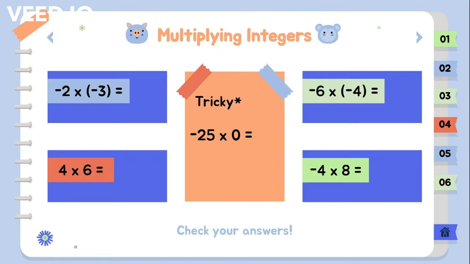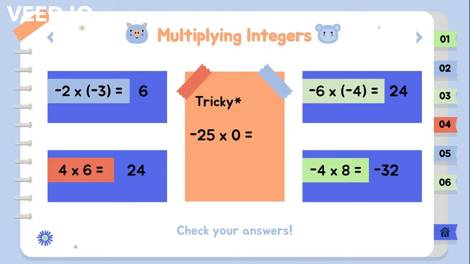Negative 2 times negative 3. They both have the same sign, so I would multiply as I would, and I would get positive 6. 4 times 6 is just 24. Negative 6 times negative 4 both have a negative sign, so the answer is 24 as well. Negative 4 times 8 have a different sign, so it should be negative 32.